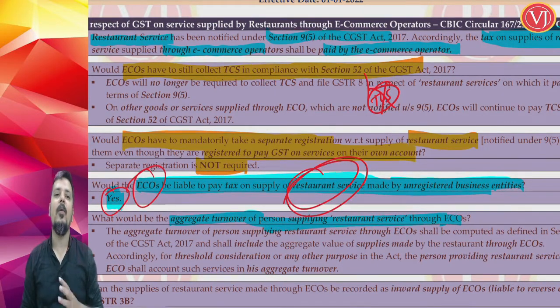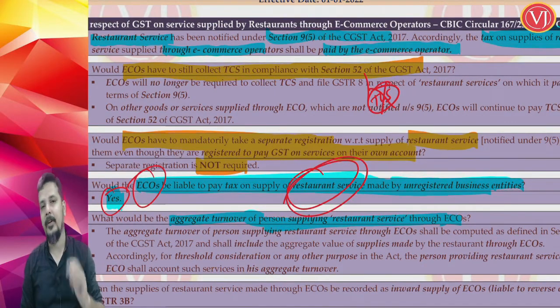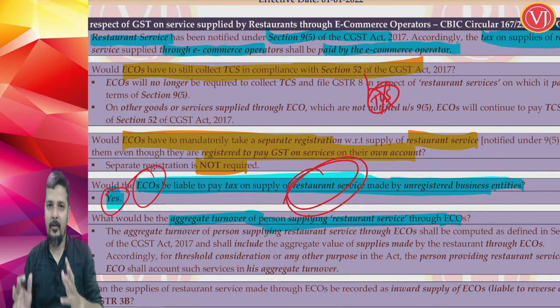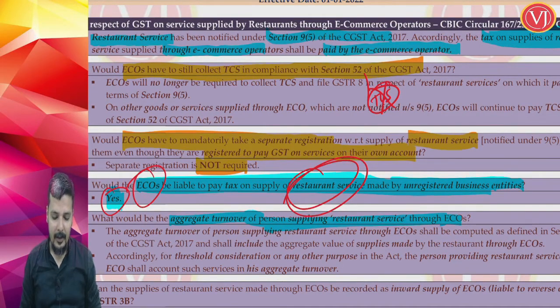Understand that ECO is paying GST on behalf of the restaurant. Actually, the 500 rupees was a restaurant service by the restaurant, but ECO is taking the effort of paying GST on behalf of the restaurant. Whether this 500 rupees in our example will be included in the turnover of ECO, or will it still remain the turnover only of the hotel?